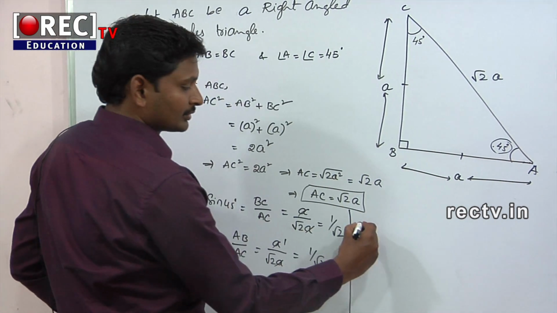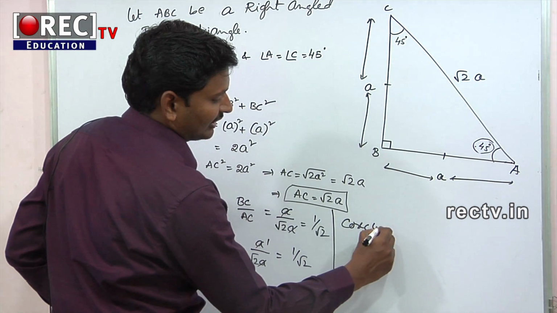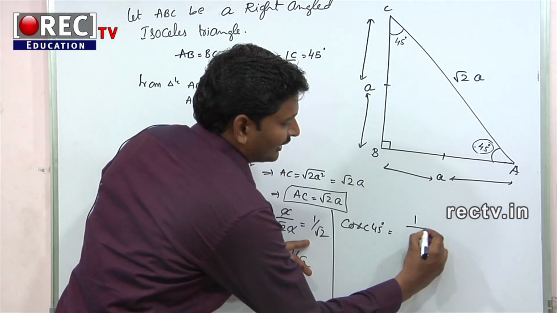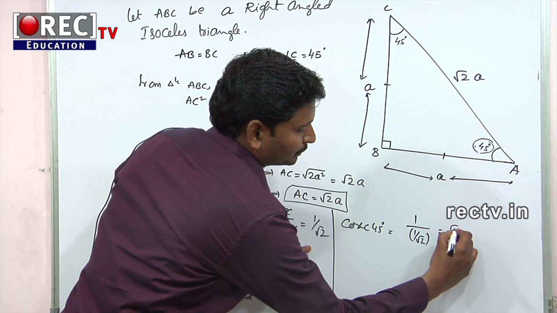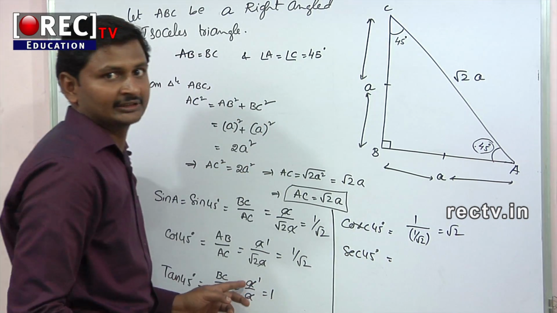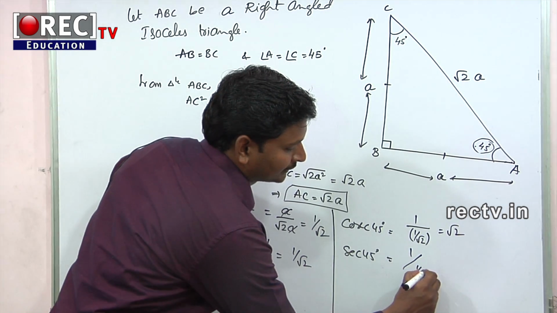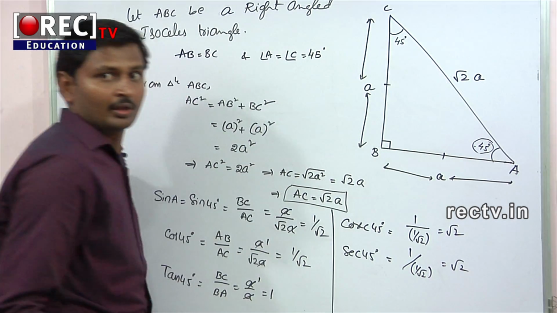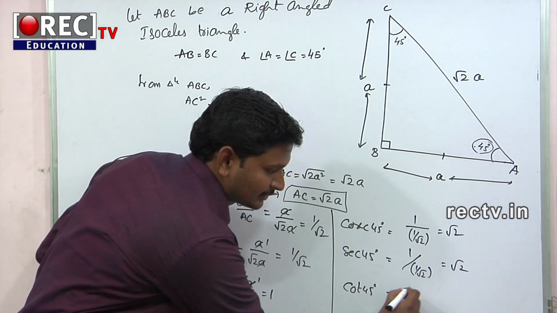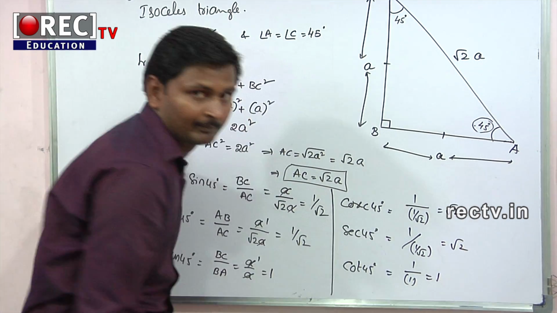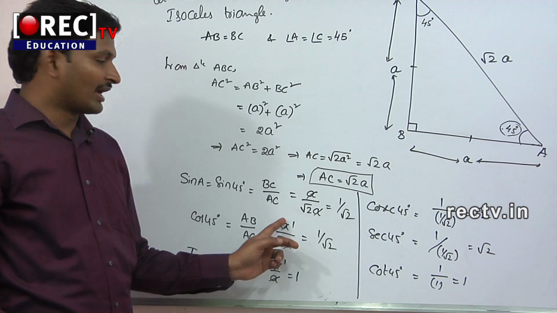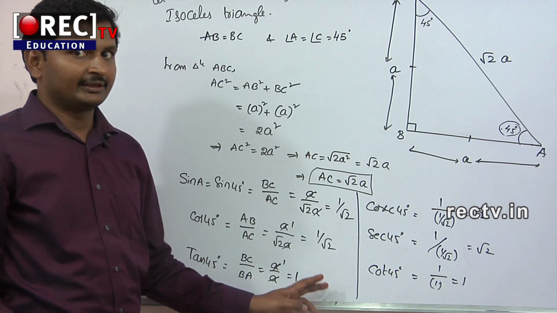Now cosecant 45 degrees, that is the reciprocal of sin 45 degrees, so that is nothing but 1 divided by 1 by root 2, that is equal to root 2. And next secant 45 degrees, that is the reciprocal of cos 45 degrees, that is equal to 1 by 1 by root 2, that is equal to root 2. And last one cot 45 degrees, that is the reciprocal of tan 45 degrees, that is equal to 1. So already I gave all these values in that table. So these are the values of trigonometric ratios at 45 degrees.